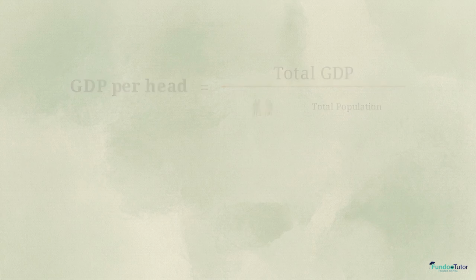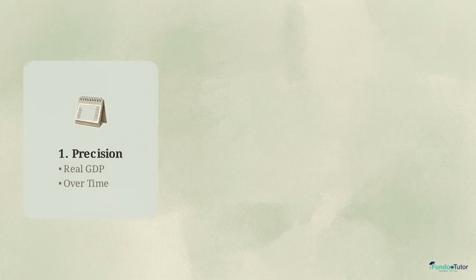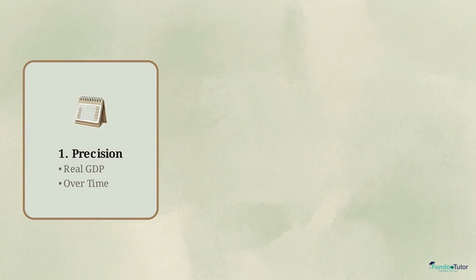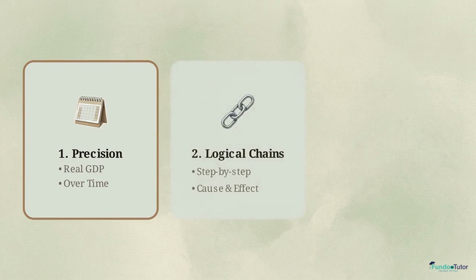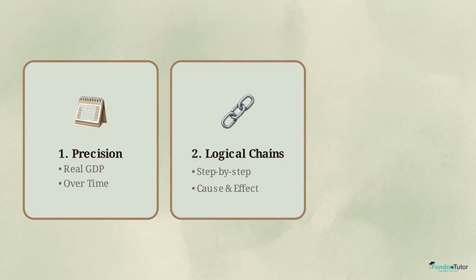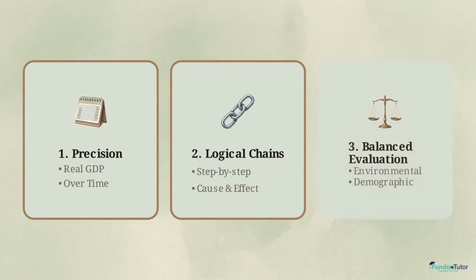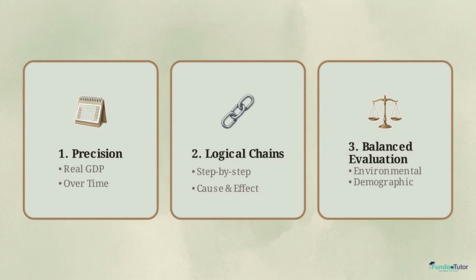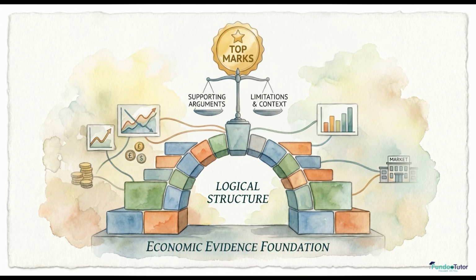Remember the 3 rules for national income. First, always qualify growth as real and over time. Second, map out every single step in your cause and effect chains. And third, always weigh the environmental and demographic counterarguments in discussion questions. Top-tier marks depend on your ability to structure logical, balanced arguments that connect every piece of economic evidence.